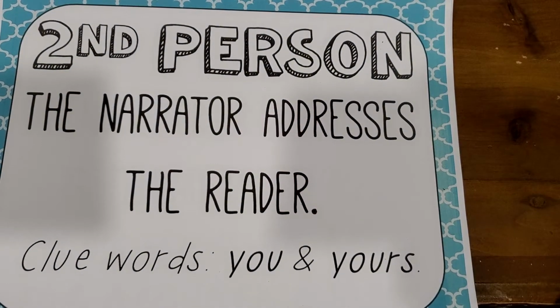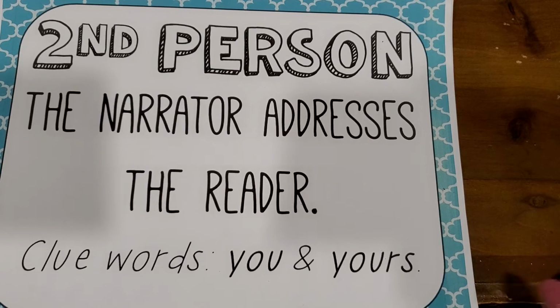This is when the narrator addresses the reader personally and talks right to the reader. And you're going to see things like you or your. So it says, you should do this, or your puppy did this. So this is kind of like when you write a note to somebody. This is second person. So the narrator talks right to whoever is reading the writing. All right, I'm going to give you an example and show you what I mean in just a second.